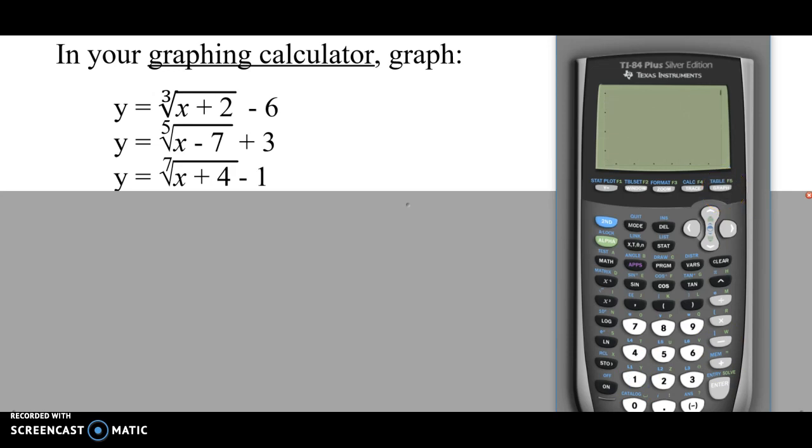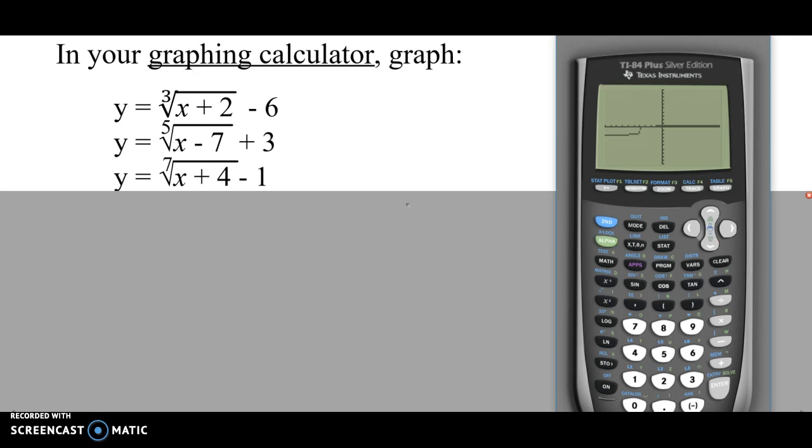Alright. Now, it's still going to be zoomed to that box, so hit zoom 6. This one's kind of sad. Once again, these aren't the best screens, but you can tell that it still has this kind of S shape. It's really shallow because seventh roots are really small.